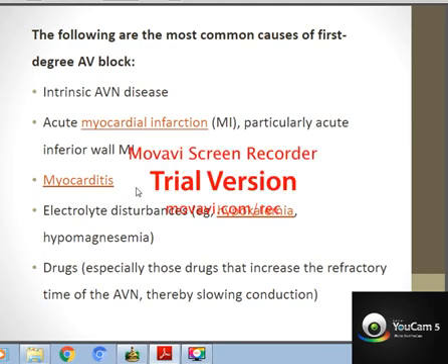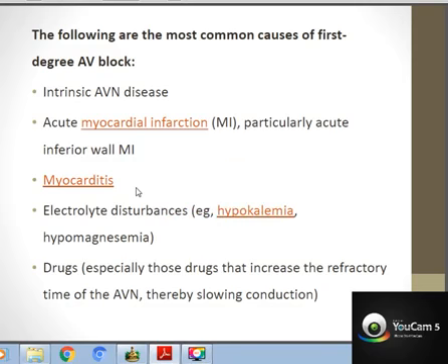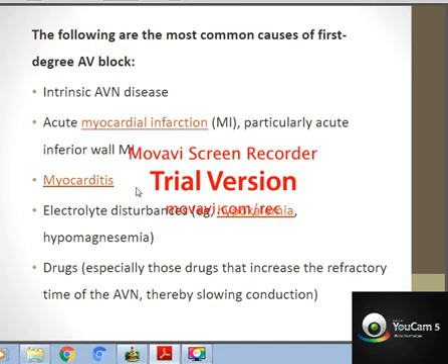Myocarditis, inflammation of the myocardium. Electrolyte disturbance happens. Hypokalemia and hypomagnesemia are the common cause. So when a patient comes with heart block, you have to rule out what is the cause of this problem. Electrolyte disturbances, drugs sometimes affect the conduction system of the heart. So these are all the main causes.